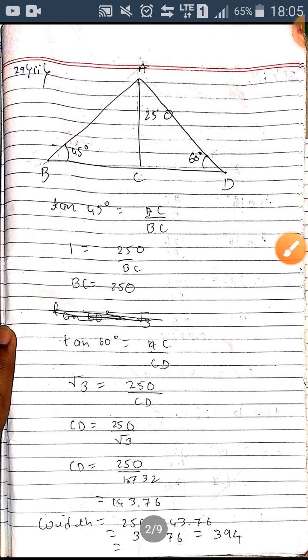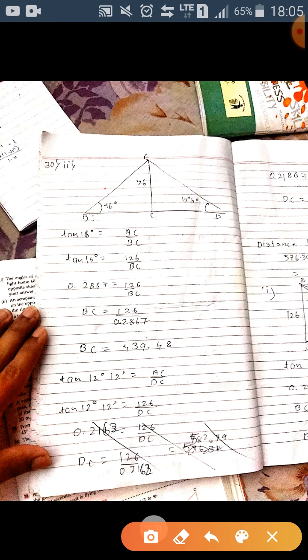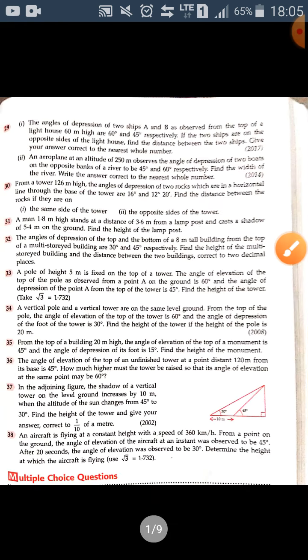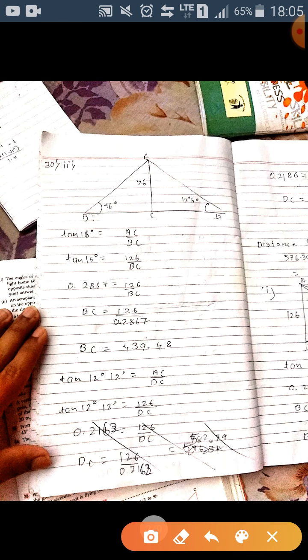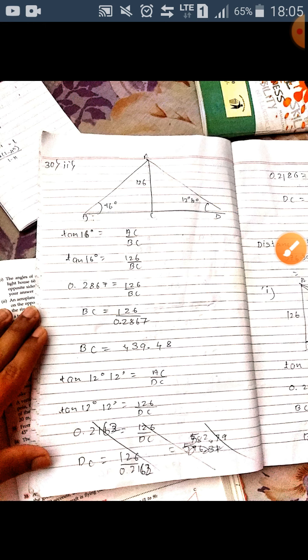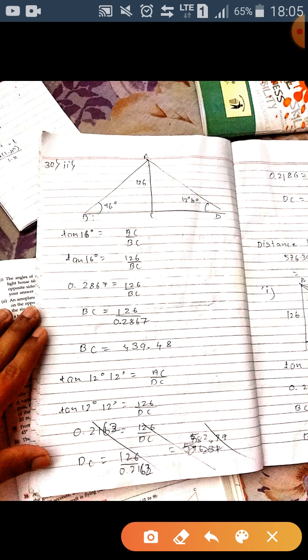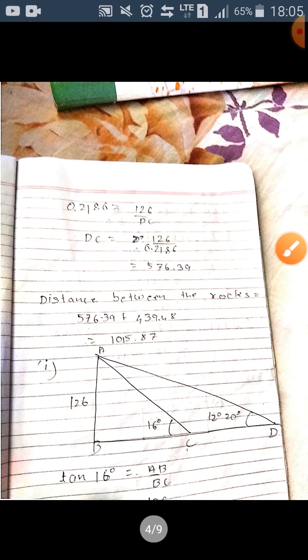Let's get to the diagram. Yes, so here the first rock makes an angle of 16 degree with what? With the tower. Okay, it is a tower, not a lighthouse. Yes, it makes an angle of 16 degree with the tower. This one makes an angle of 12 degree. By mistake I've written 12 degree 12 minutes. It is not 12 degree 12 minutes, it is 12 degree 20 minutes. Okay, everywhere I've written 12 degree 12 minutes, but it is 12 degree 20 minutes.